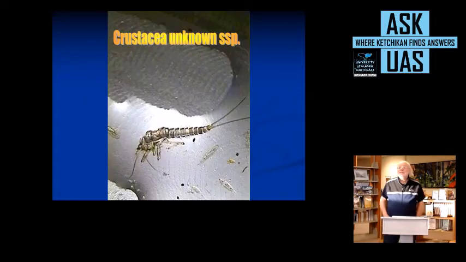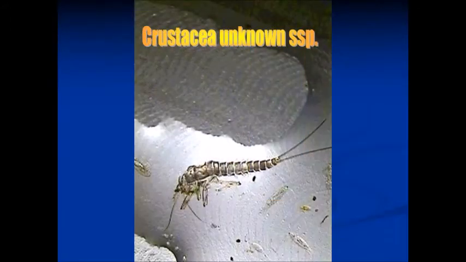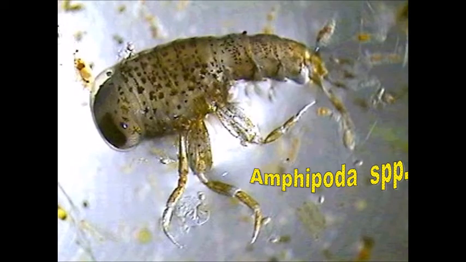Okay, next slide. This is just an unknown. Actually, I think it's actually a crustacean as well. I can't remember the name of it right now, but I think I know what it is. It's just a crustacean, though. Go ahead, next slide. Okay, this is an amphipod. In fact, that other one is an amphipod as well. And these are real typical. Go to the next slide.